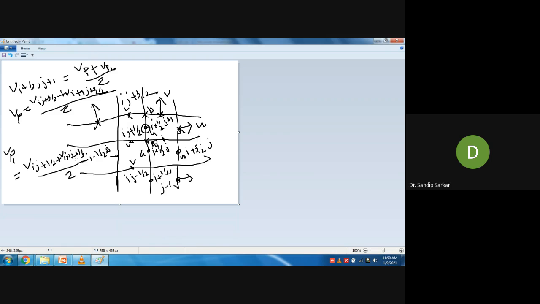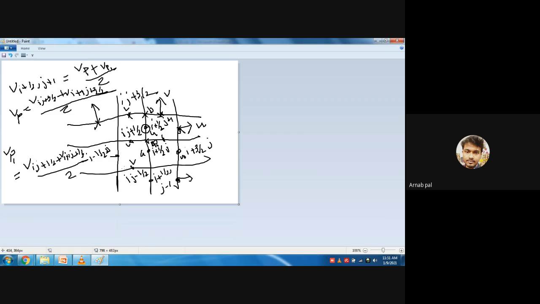This is an exam type question. In the examination I will ask. You have to show the variable values at all the grid points where it is defined. So if you have any doubt, please ask me. Is that clear?